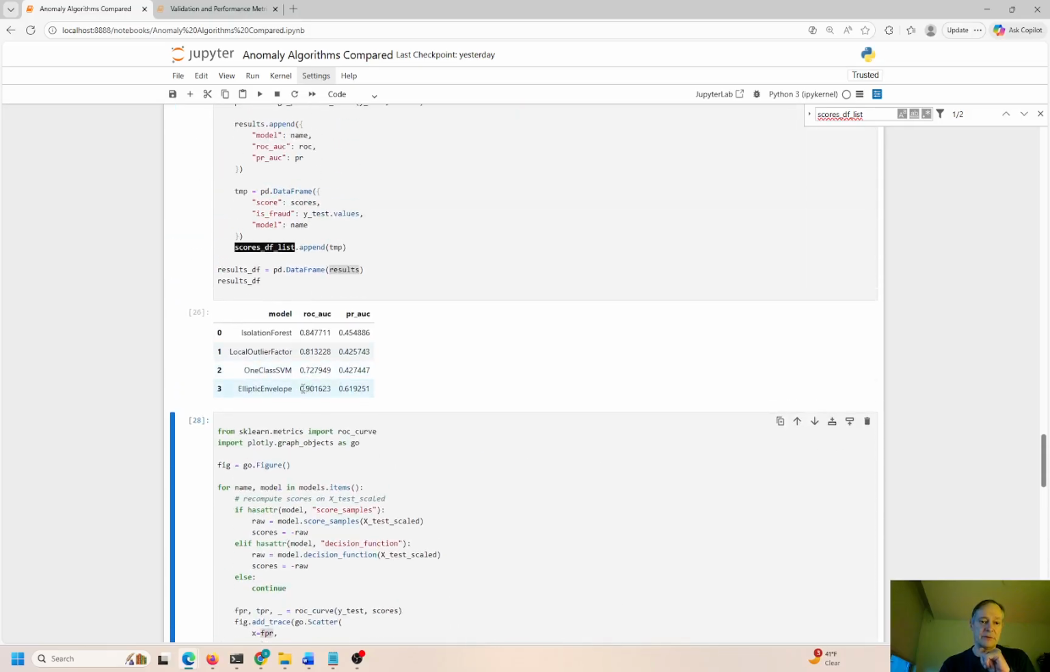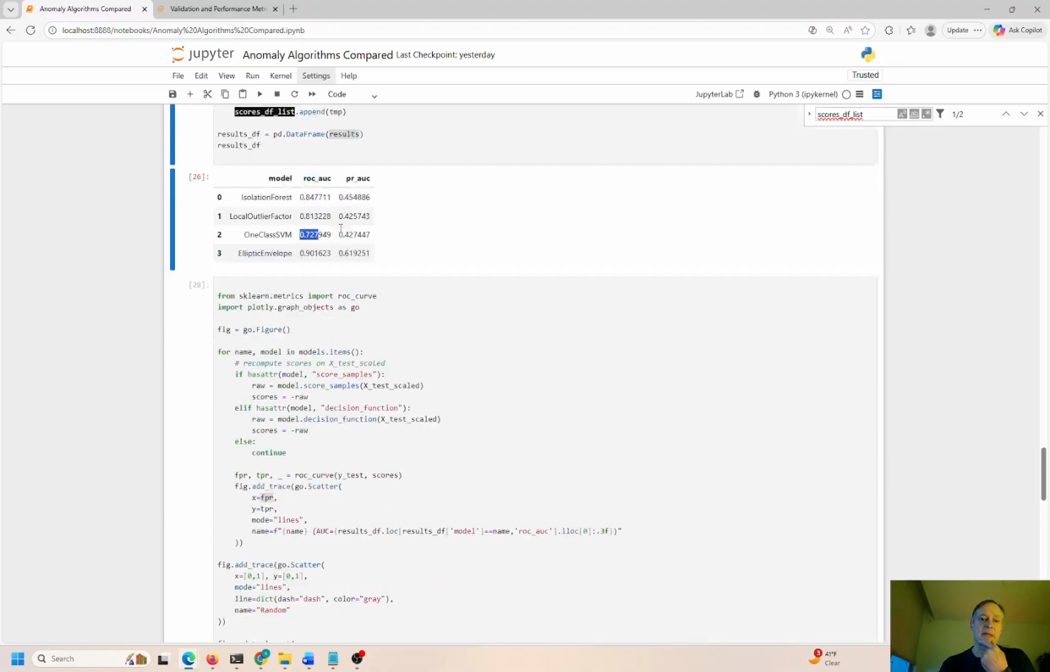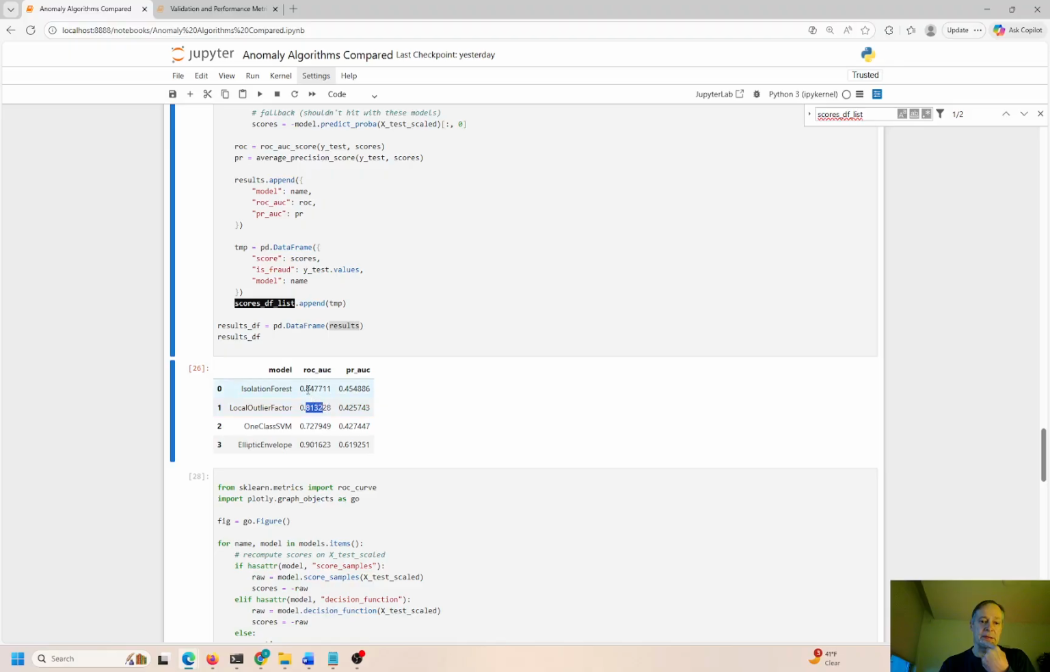If you go back to the data frame, 0.902, one class SVM is the worst, 0.727. So that is rendered by the green dotted line up here, 0.728. It's just rounding up, and then 0.813 and 0.848. So local outlier factor is 0.813, IsolationForest 0.848, and you'll see that over here, 0.813, 0.848. It's rounding up. So IsolationForest is number 2.